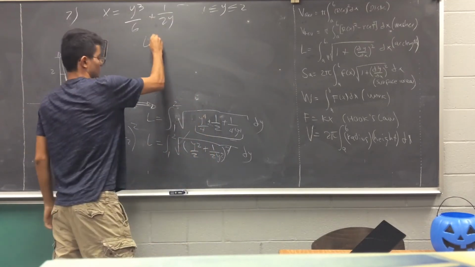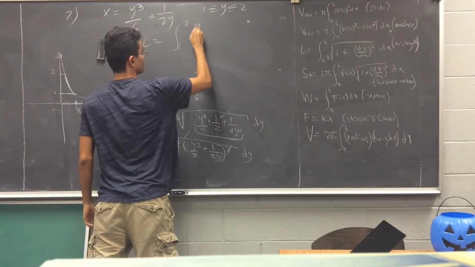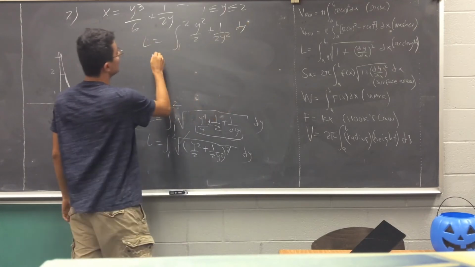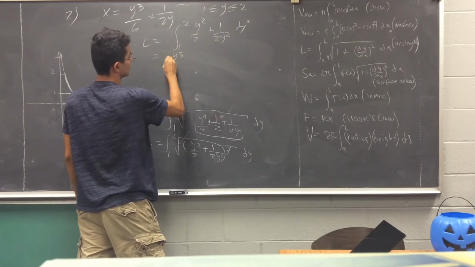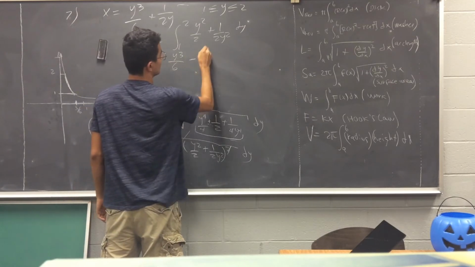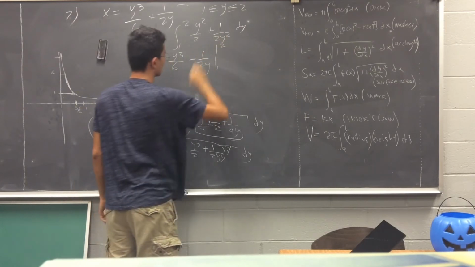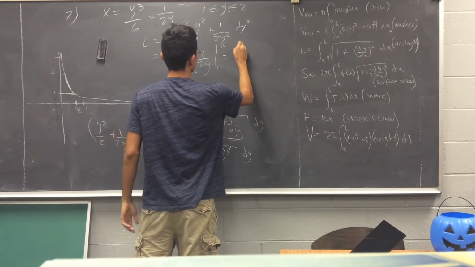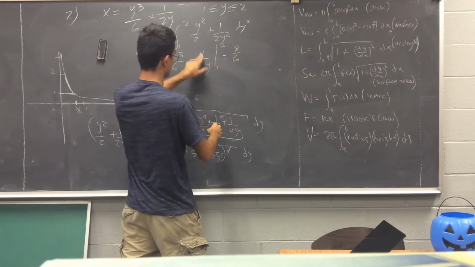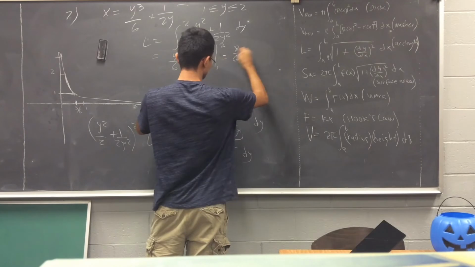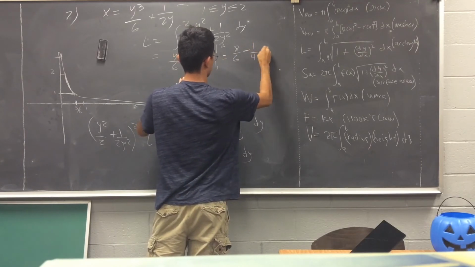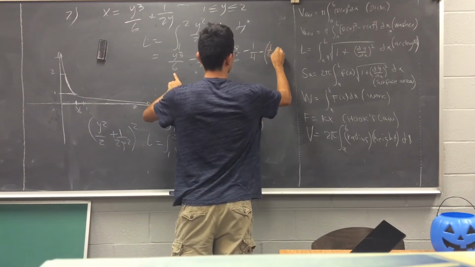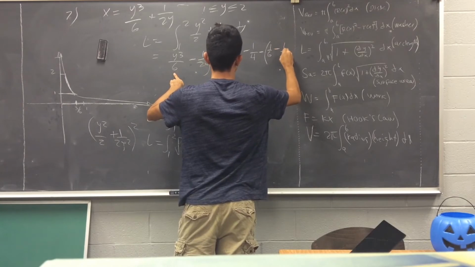So we're going to have the integral from 1 to 2 of y squared over 2 plus 1 over 2y squared dy. And that's essentially y cubed over 6 minus 1 over 2y from 1 to 2. Then let's substitute that in. So 2 to the 3rd is 8, so that's going to be 8 over 6. 1 over 2 times 2 is 4, so it's going to be minus 1/4. And then we have to subtract the lower limit. That's going to give us 1/6 minus 1/2, right?